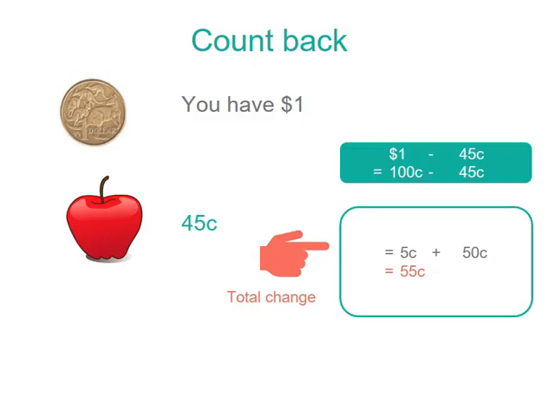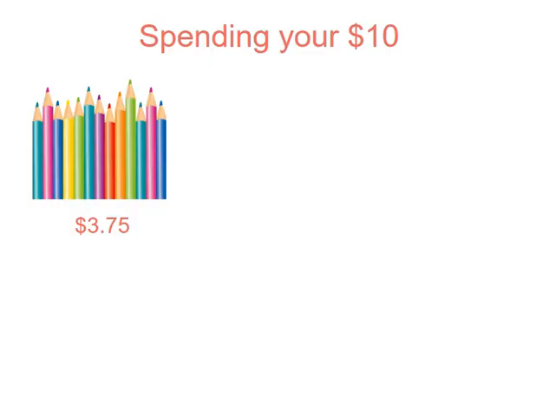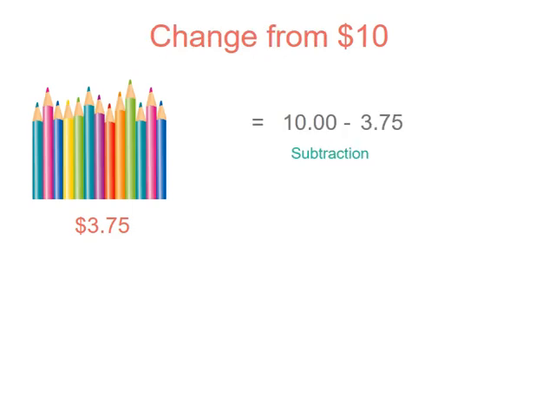You may get 55 cents change, but you may in fact receive it as a 5 cent piece, 5 10-cent pieces. So remember, this is just the amount of the change, not the particular coins we're using. So let's have a look at this one. This time you're spending your $10 and you've decided to buy some coloured pencils, and they cost $3.75. So we're going to work out the change you'll get from $10. So our subtraction problem is $10 minus $3.75.